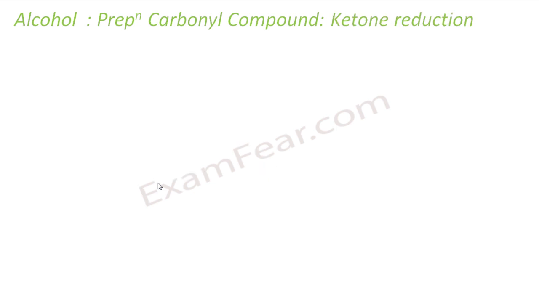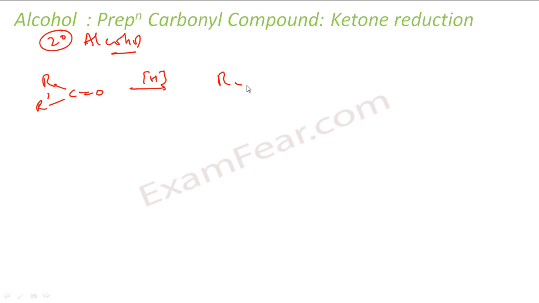Now I'll see ketone reduction. This is similar to my aldehyde reduction, exactly the same, but the only thing is there we're getting only primary alcohol. Here we can get secondary alcohol. So here you get 2 degree alcohol. It is something like this, R dash, right? So if I had H here, you get OH and H here. Correct. Same thing here, we'll use LiAlH4 or NaBH4.